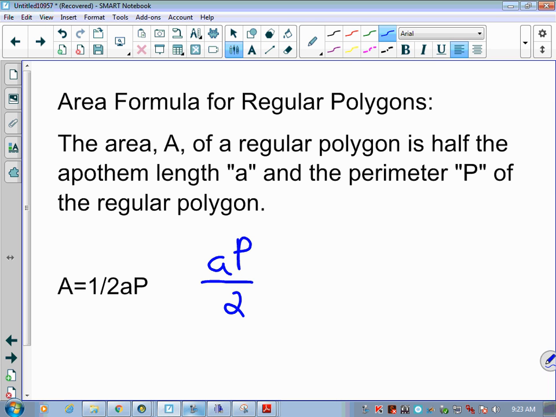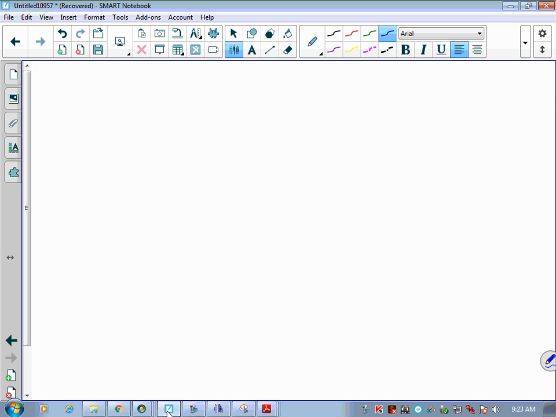Now keep in mind, if it's a regular polygon, all the sides are going to be the same length, correct? So if they give me one side length, I'm going to need to multiply by the number of sides there are to find my perimeter. Okay, and I think that is it for that.